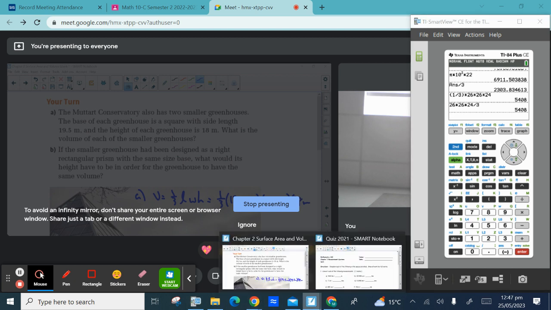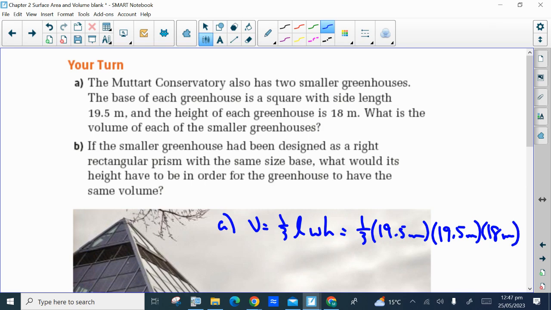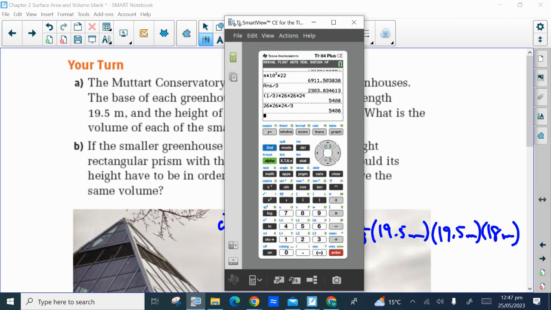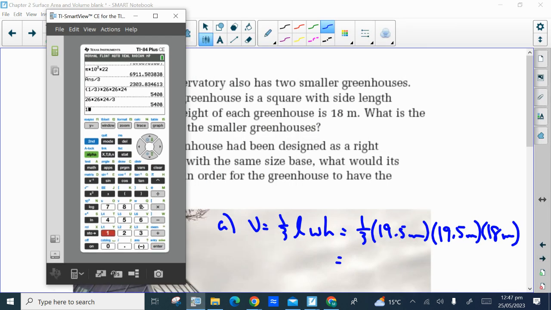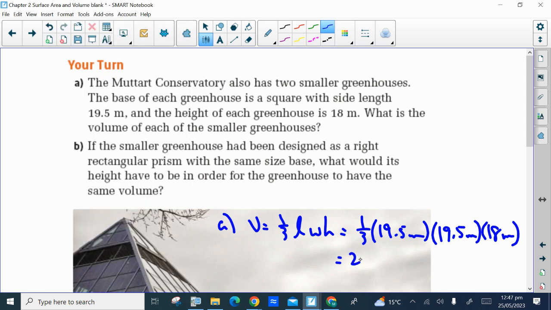And like we've seen or said before, multiplying by 1/3 is the same as dividing by 3. So in this case, I'll take the 19.5, and instead of multiplying by another 19.5, I can just square it. That means 19.5 times 19.5. That's multiplied by 18, and then we need to divide by 3. So there's the volume of the smaller greenhouse, 2281.5. And again, remember, volume is always in units cubed.